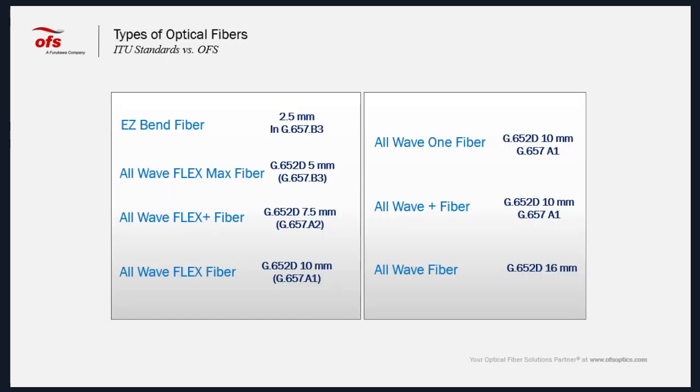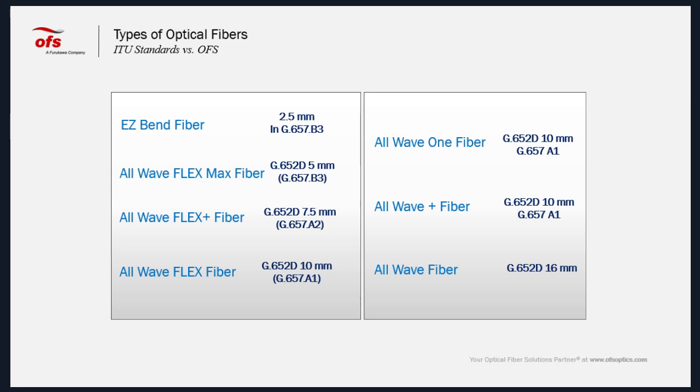For the standard, so far on the right side we have seen the three different kinds of standard single mode optical fiber. We have the AllWave fiber, AllWave Plus, and AllWave One. The AllWave fiber allows a 16 millimeter bend radius. AllWave Plus fiber allows 10 millimeter as a bend radius. And here we have the AllWave One fiber. It allows 10 millimeter as a bend radius.